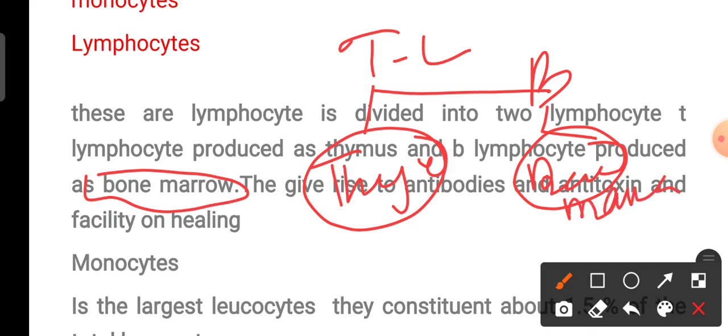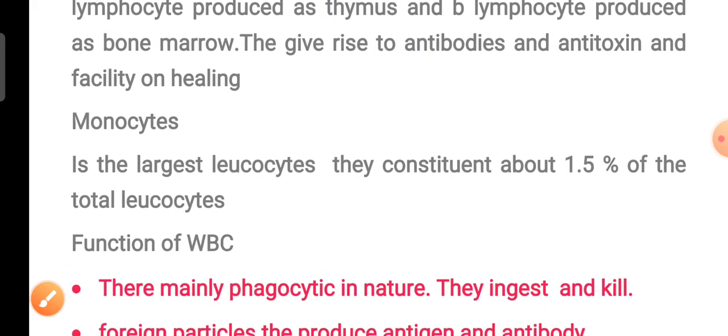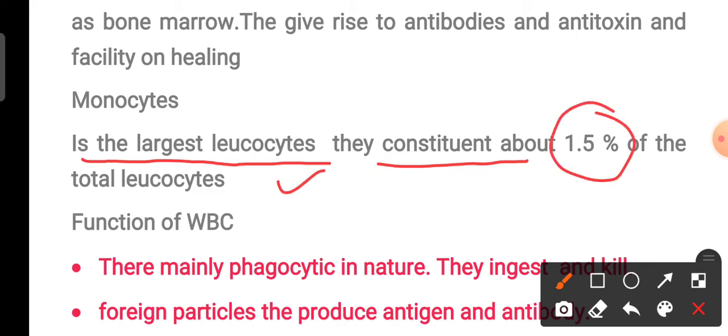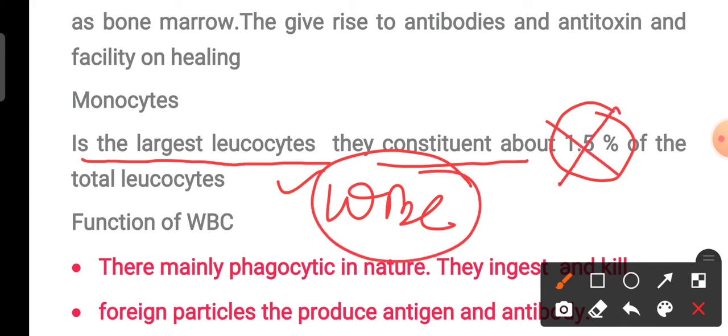Okay, and then here is this monocyte. About monocyte there are some lines you can read about this. Monocyte is the largest leukocyte, which constitutes about 1.5% of the total leukocytes. यानी जितना WBC है उसमें से 1.5% present होता है, that is monocytes.